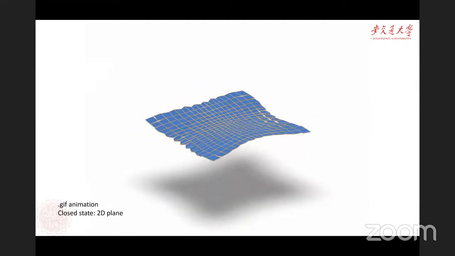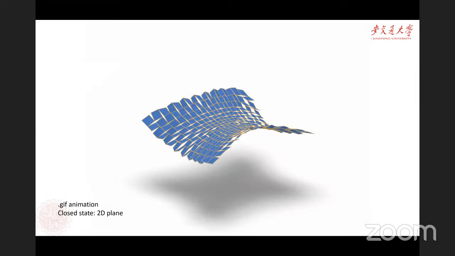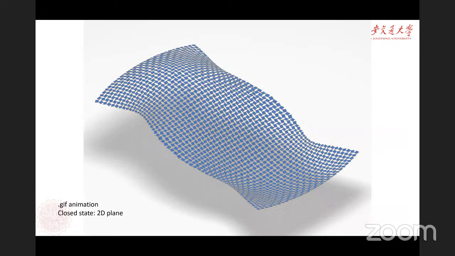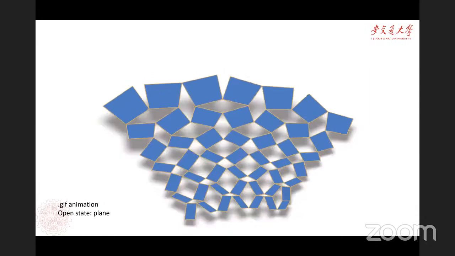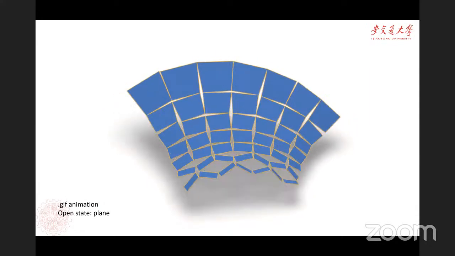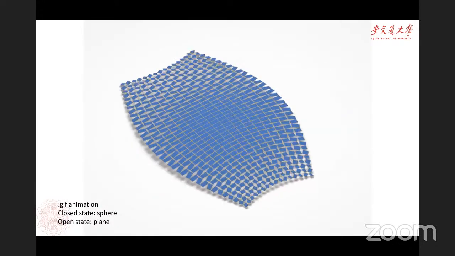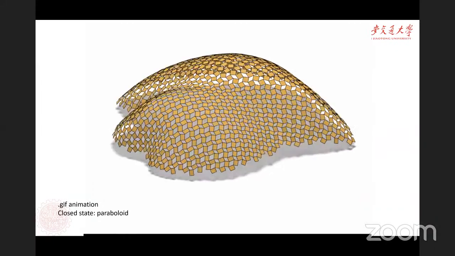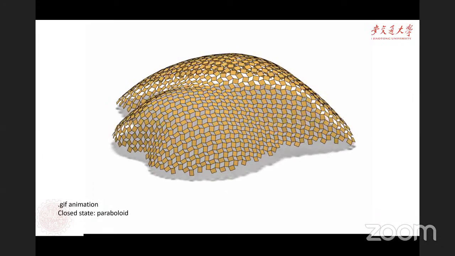In this example, the closed shape is in 2D and is opened in 3D. Similarly, this is the same. In this example, the closed state is in 3D and opened on a 2D plane. This is another such example. This example has the closed state and open state both in 3D, but with different reference surfaces.